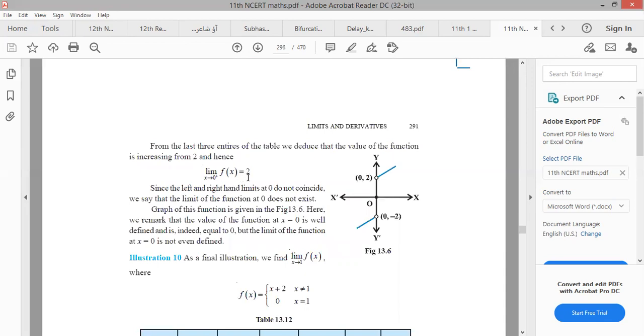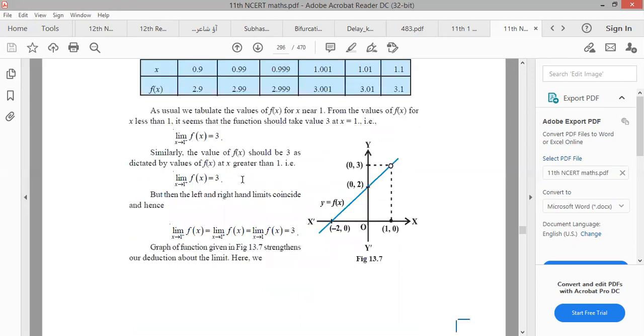So the right hand limit is approximately equal to 2. We say that these two values, the left hand limit and right hand limit of the given function, are two different values. So they do not coincide. If they don't coincide, we say that the limit of the function does not exist.